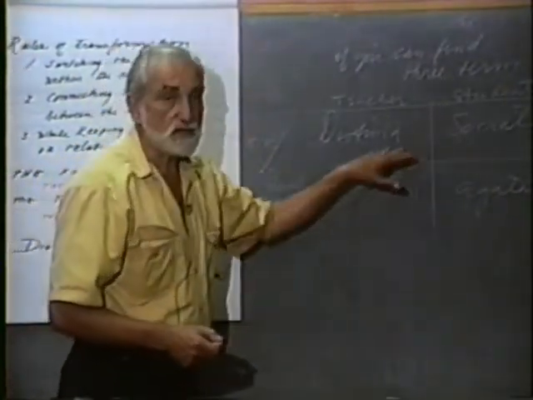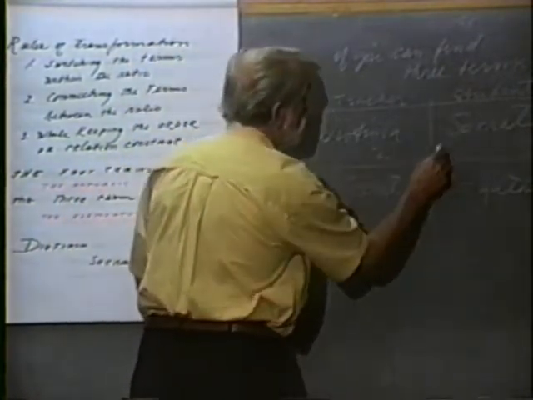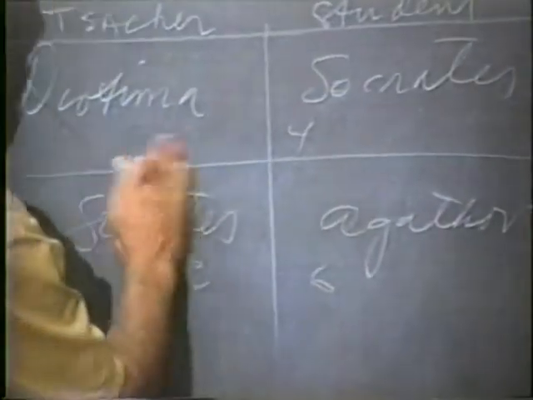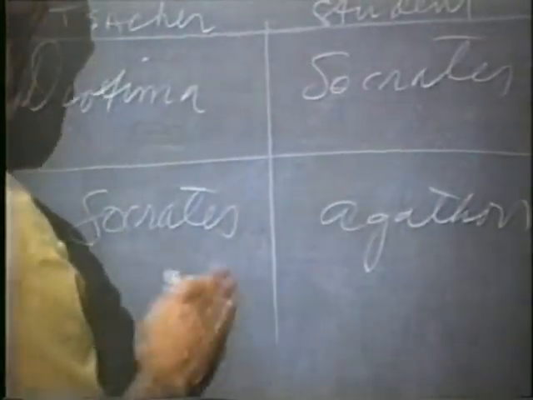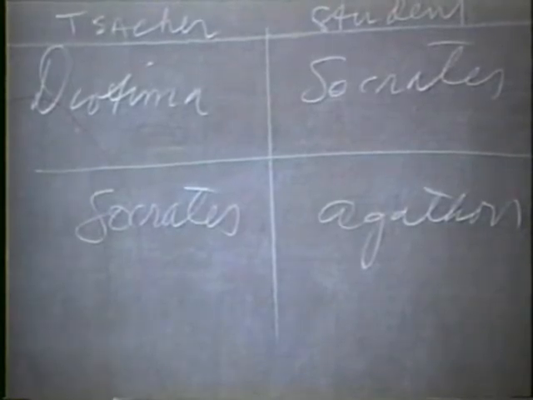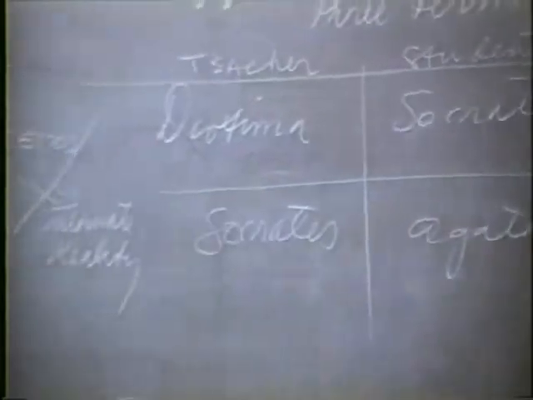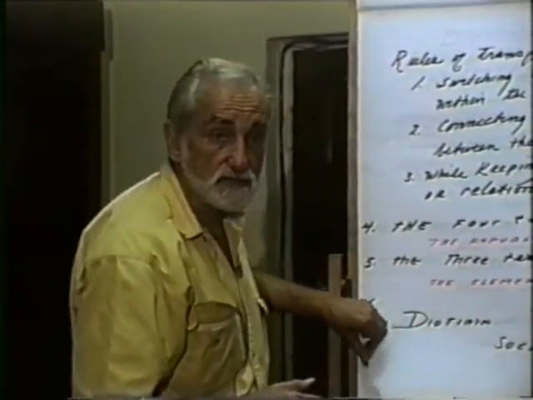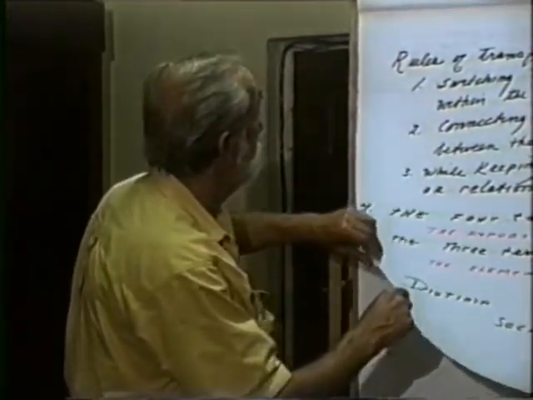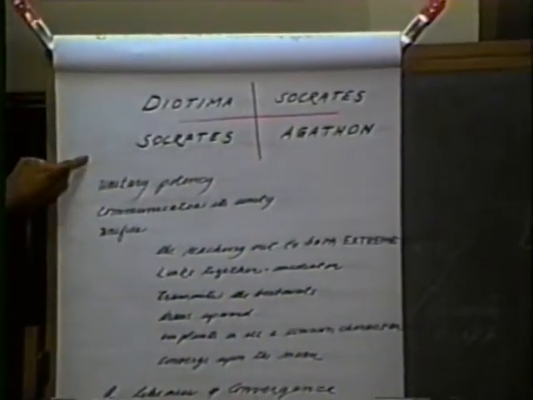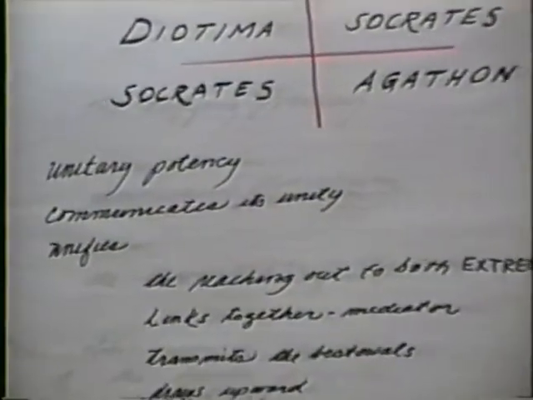In other words, this one equally could be true for 2 is to 4 as 3 is to 6, because terms in an analogy can either be numbers, symbols, or ideas. Now we need a vocabulary to explain how Diotima relates with Socrates and in turn Socrates with Agathon. That's our goal. Now, I have a couple of terms I thought I'd like to introduce. All right, here we go. I'm going to use all of these terms.